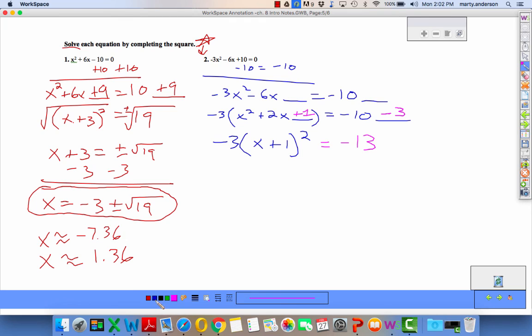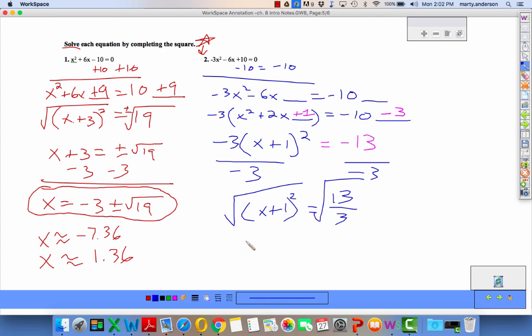And now we will divide by negative 3, divide by negative 3. X plus 1 squared is equal to 13 over 3. Whoops, there's a square there. Square root, plus or minus. X plus 1 equals plus or minus the square root of 13 over the square root of 3, which means I need to multiply the top and the bottom by the square root of 3. And I need to subtract that 1 and subtract that 1. And we get x equals plus or minus the square root of 39 over 3 minus 1.